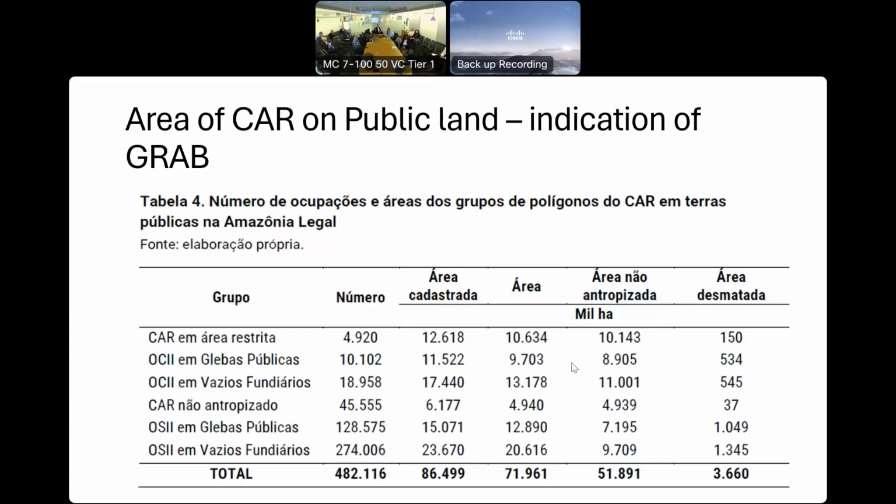So for me, this is really land grabbing, because people are trying to legalize it by making their CAR map on other areas, and from there try to have it legalized. So this is the amount of properties that made CAR on areas that are restricted. And here we can see an amount of land that is established in conservation units, and how much deforestation there is there.